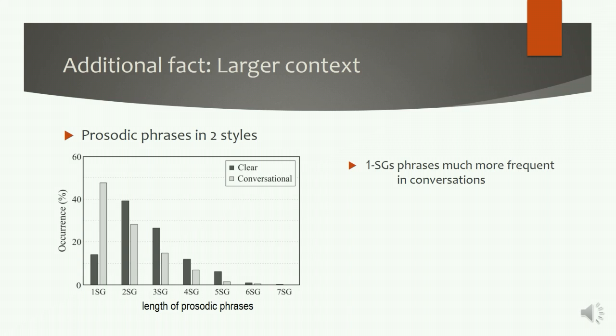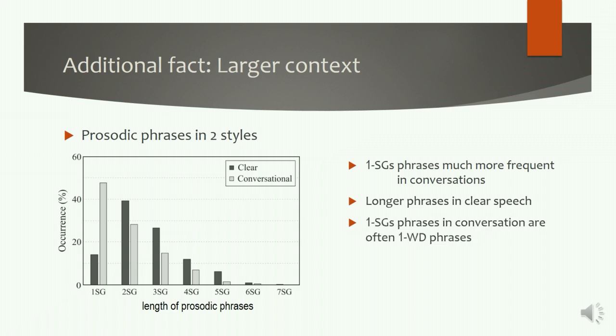One additional fact is that if we look at the larger context, which is prosodic phrase and its length in stress groups, we can find even greater differences between the two speech styles. Phrases that are made of just one stress group are much more frequent in conversations, as the first pair of columns in the graph. And longer phrases were found in the clear speech sample. So we can say that one stress group phrases in conversation are quite frequent, and when we looked at their composition, we found out that they are often made of one word. That is something, again, that proves the difference between the two styles.